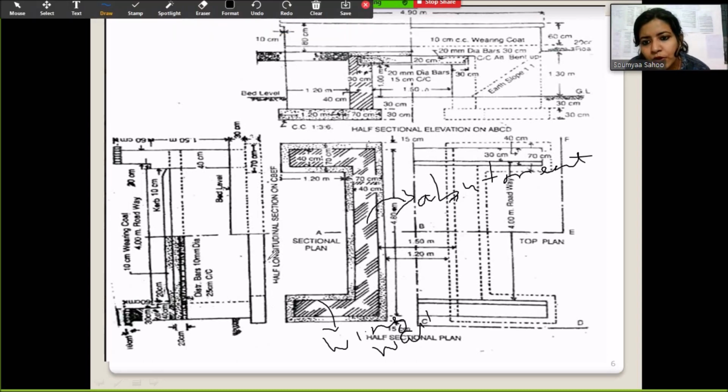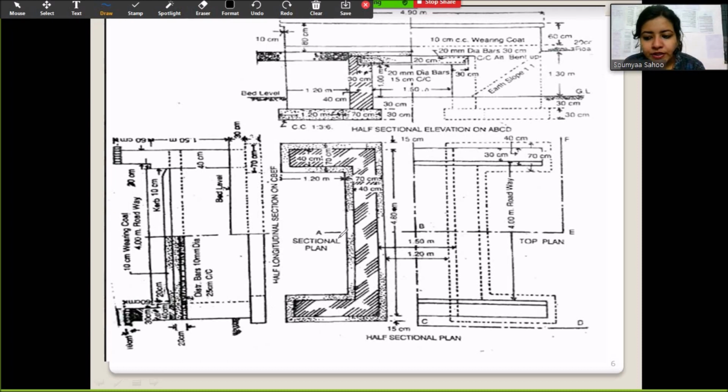If you see the half longitudinal section on CVEF, you can see the curb. The curb is nothing but the raised side work, and the main purpose of the curb is to prevent the traffic from skidding off the carriageway. These are the parapets, and this is the coping of parapet.